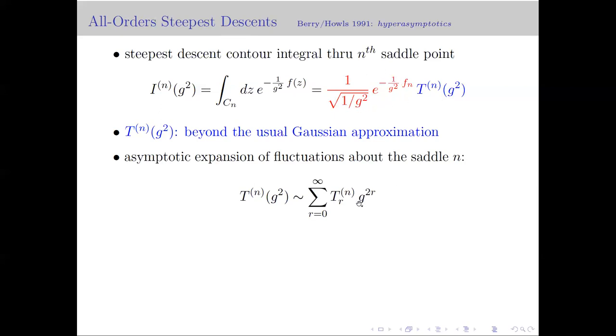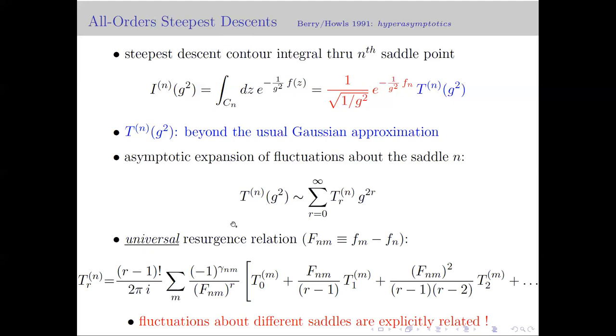Now there's an amazing result, which is just basic complex analysis, but it was really first pointed out explicitly in this beautiful paper by Michael Berry and Chris Howls on another topic, that there's a universal relation between the large order behavior of these coefficients and the coefficients about other saddle points. So there's a lot going on here. So just concentrate for a second.